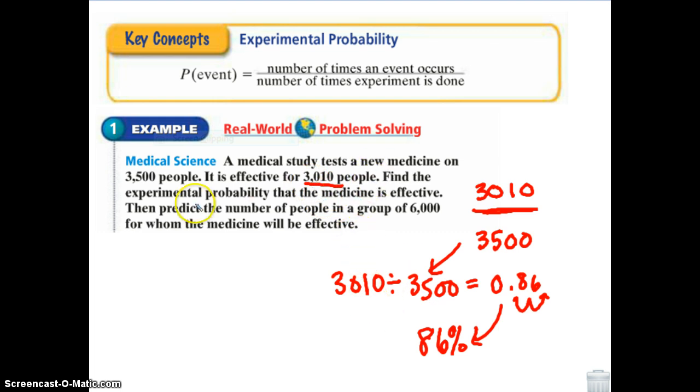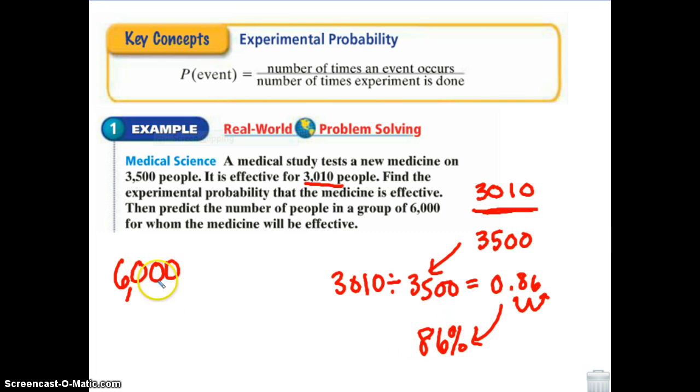If you continue reading on in the question, it says, then predict the number of people in a group of 6,000 for whom the medicine will be effective. So now, if it's 86% effective in this amount of people, we're going to assume that it's going to be 86% effective in a group of 6,000 people. So we're going to have to find what is 86% of 6,000.